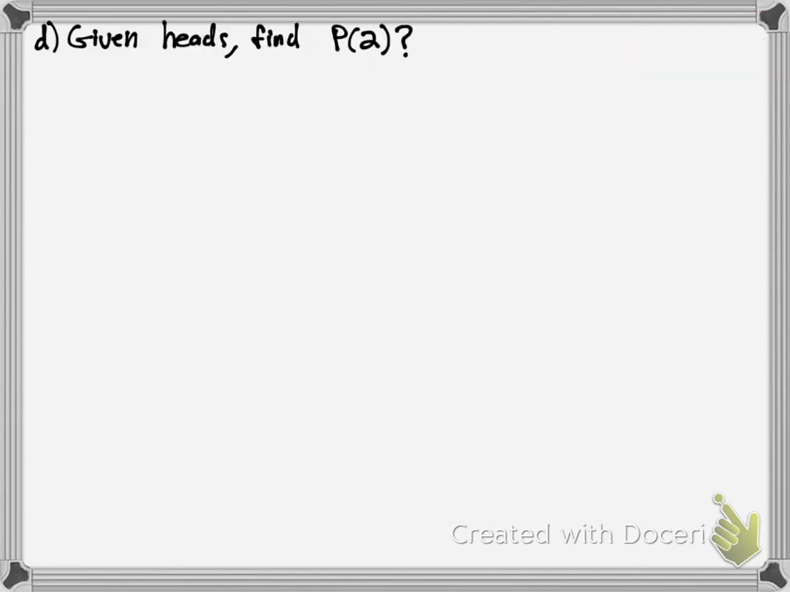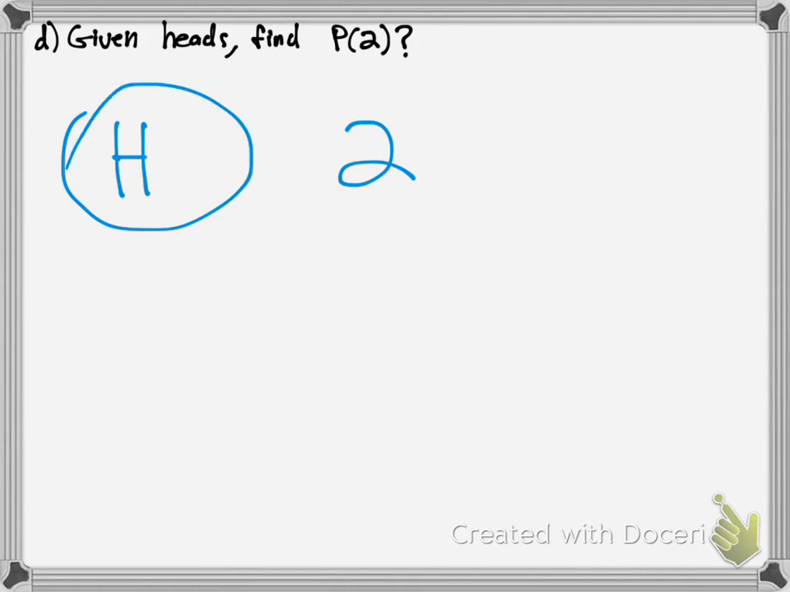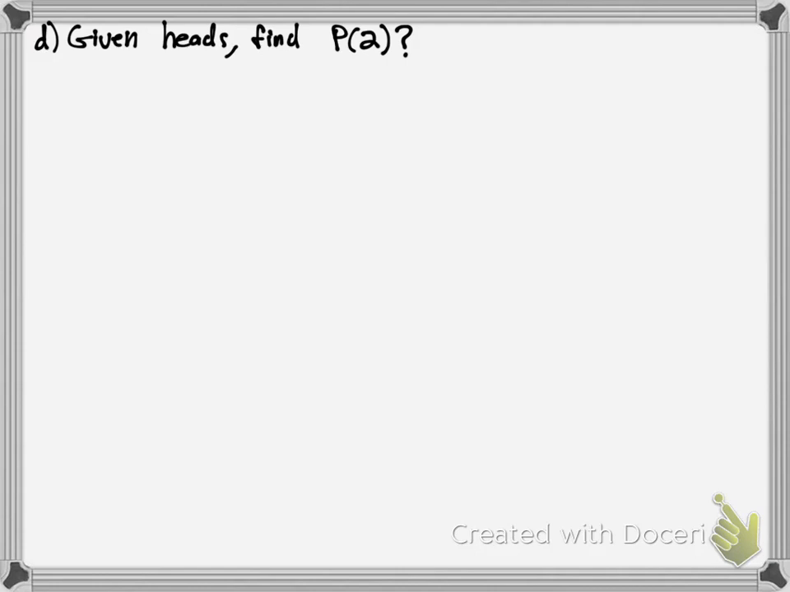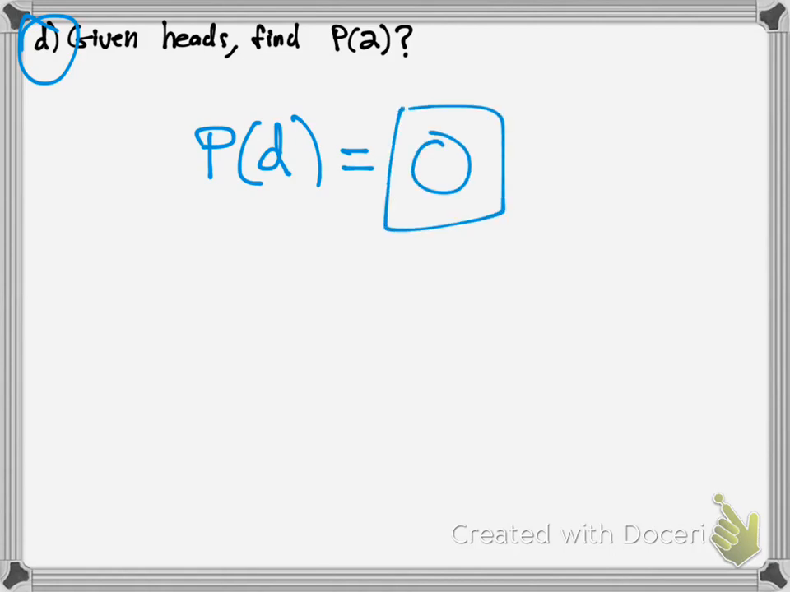Okay, now if you're given heads, what's the probability of rolling a 2? So you flip a coin, you get heads. What's the probability you roll a 2 on a 6-sided die? Well, if you flipped a heads, you don't get to roll the die. So it doesn't happen. The probability of this event happening, let's call it D, is 0. You're already given the heads, you can't roll the die, so that can't happen.